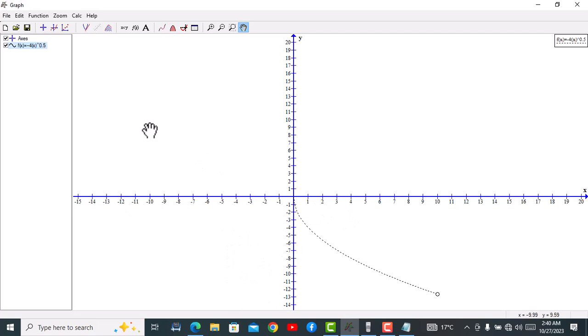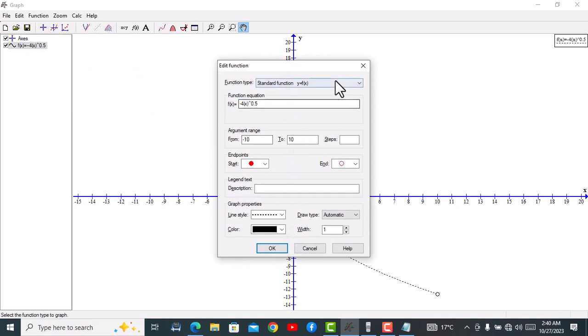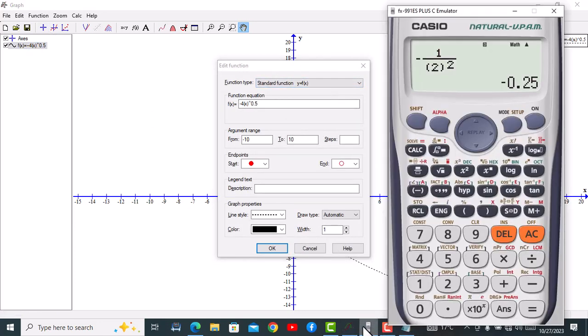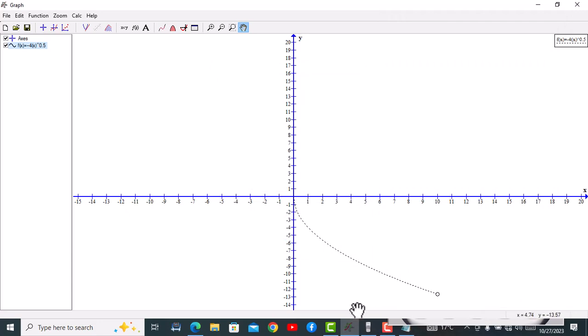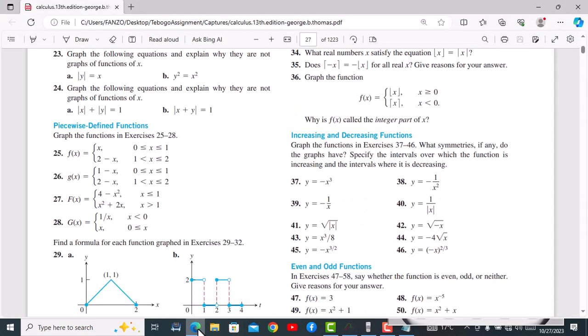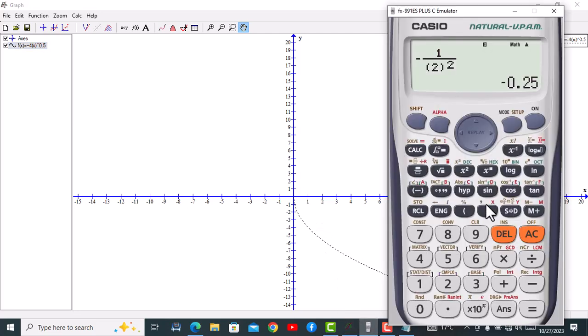So we have used the interval for ourselves. Remember to say from minus 10 to 10. So let's just come here. I know I have an equation which says minus 4 the square root of x. So let me take the value of x, for example. Remember I said from minus 10 to 10. So let me take a value.